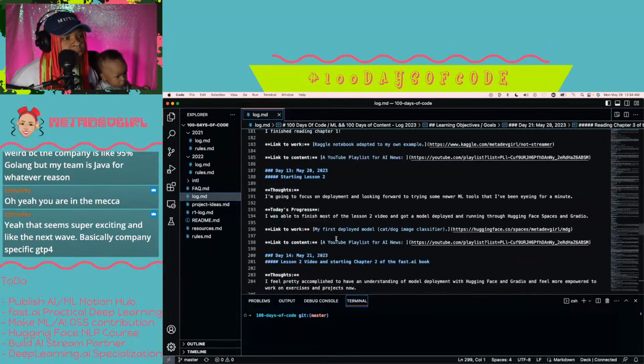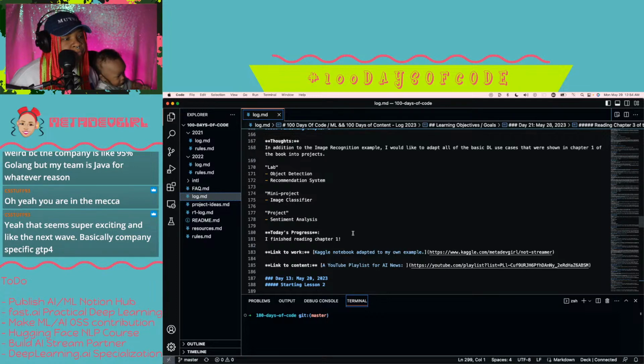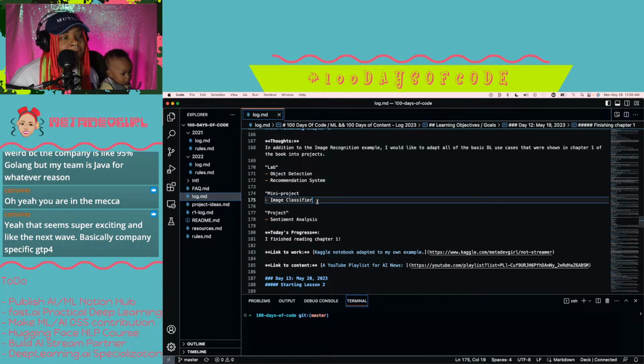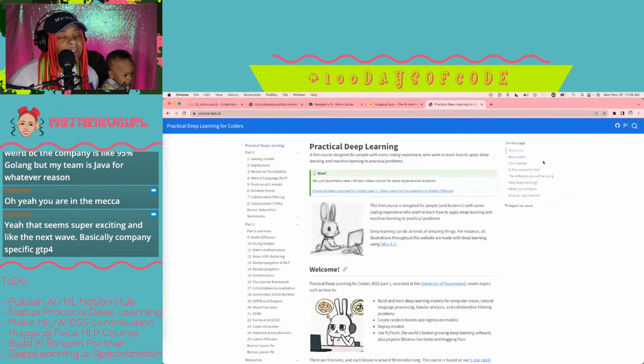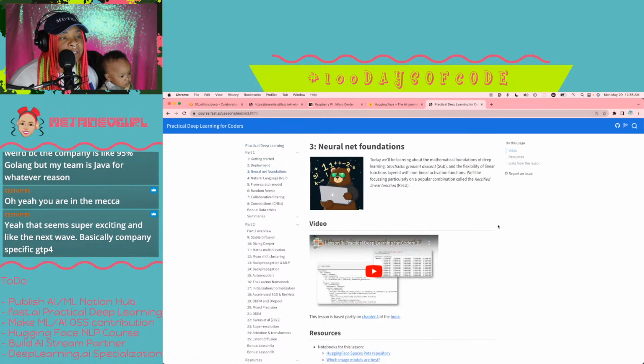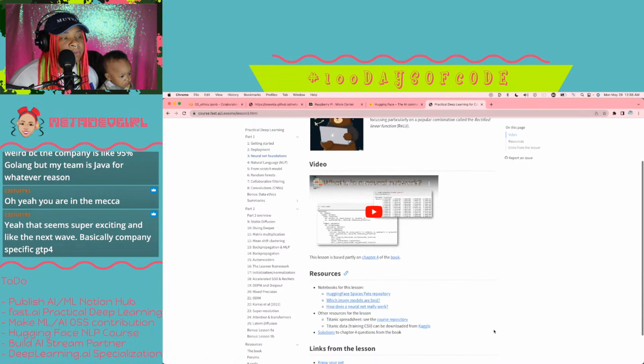Where is it? Here they are. Sentiment analysis is the big project. Image classifier is like the mini project. So the image classifier is definitely the one project I want to do right now. So that's what I'm doing this week. And then I need to start the neural net foundations material.